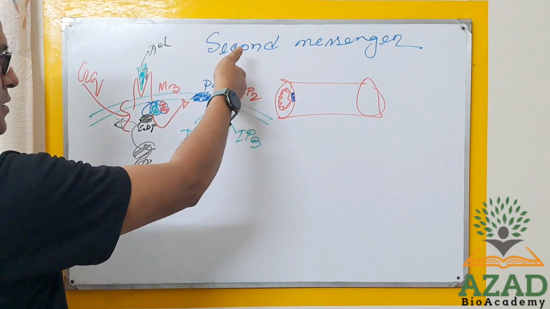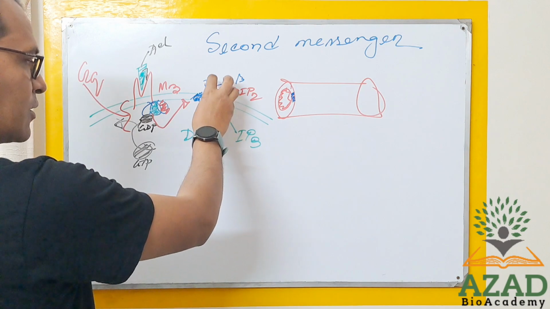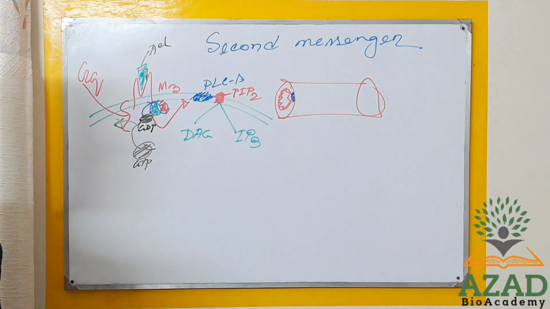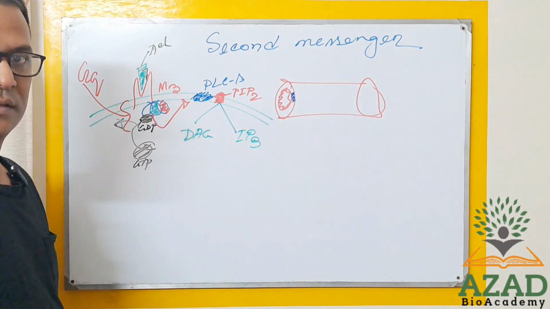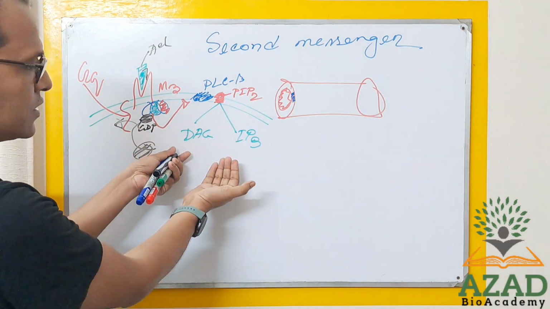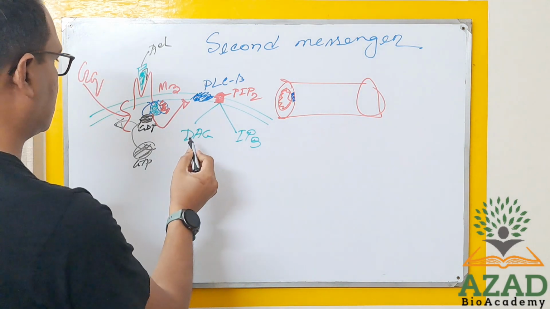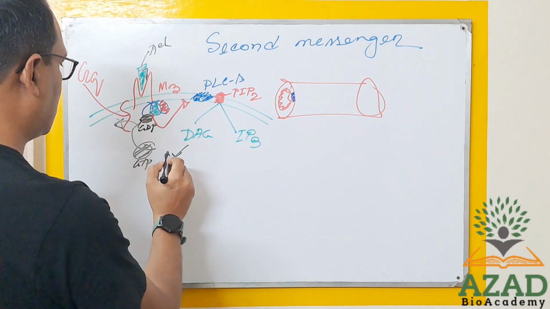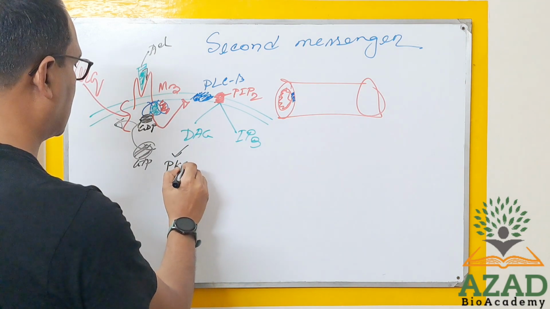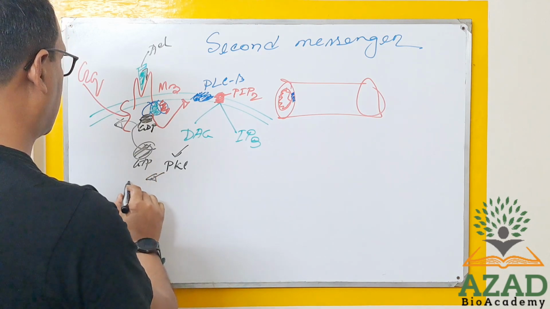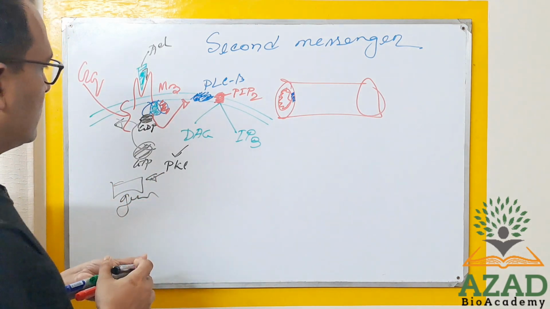PLC is also present, and PIP2 is also present in the membrane as a component of the membrane. But DAG and IP3 are newly synthesized. So what will happen is that DAG will activate protein kinase C, and that will act on gene expression.